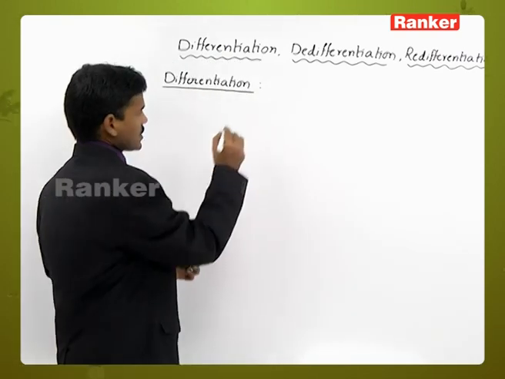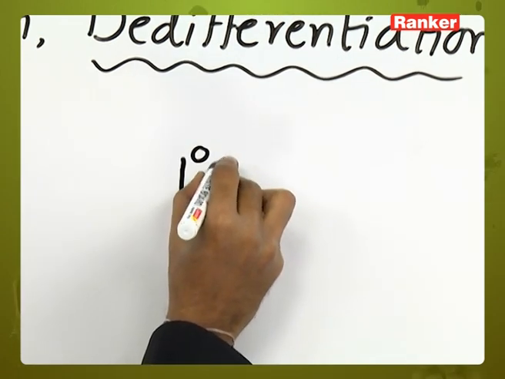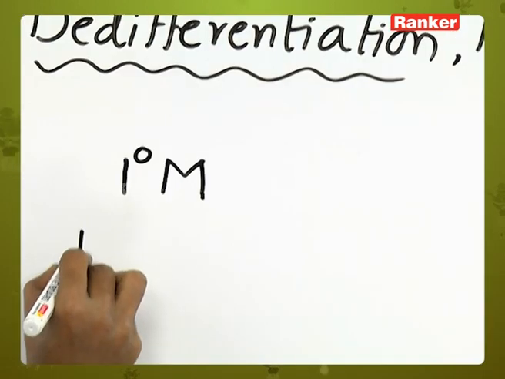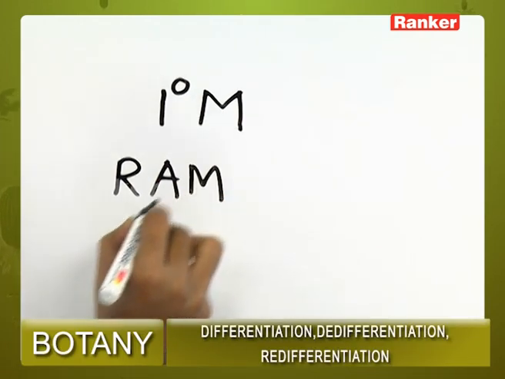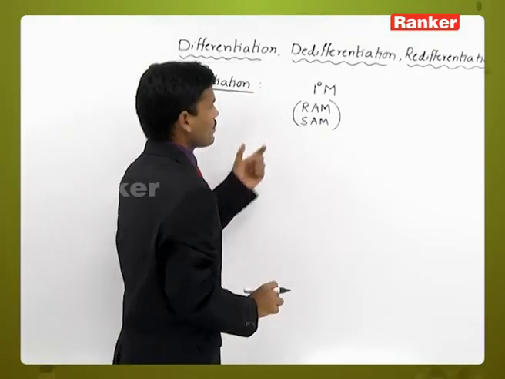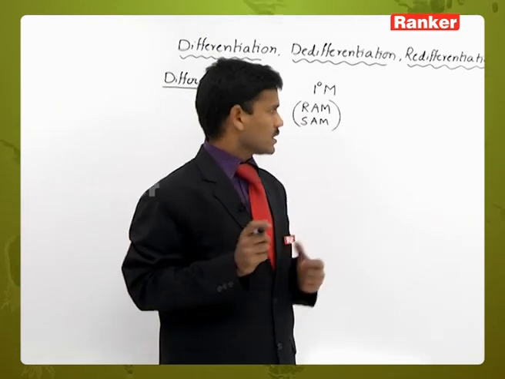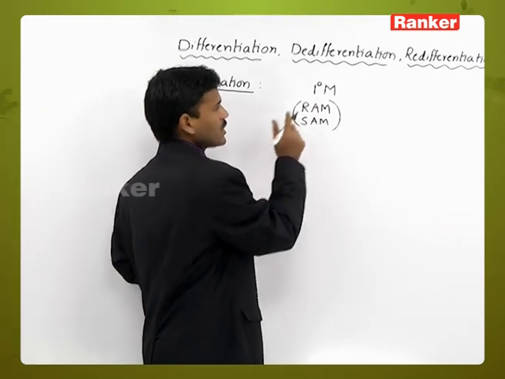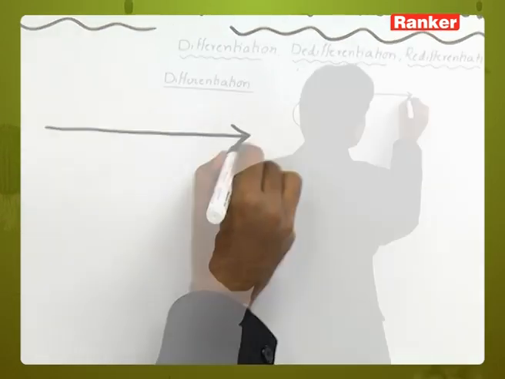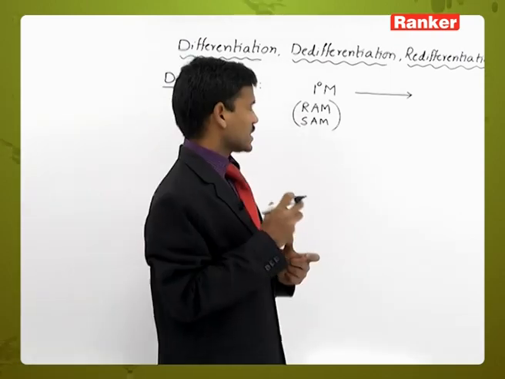For differentiation, we can write it like this: the primary meristems. The primary meristems are the root apical meristem and the shoot apical meristem. So these are the primary meristems. A primary meristem is present from the beginning, and it produces new tissues or new cells. The new cells are differentiated, matured, and involved in one certain function.